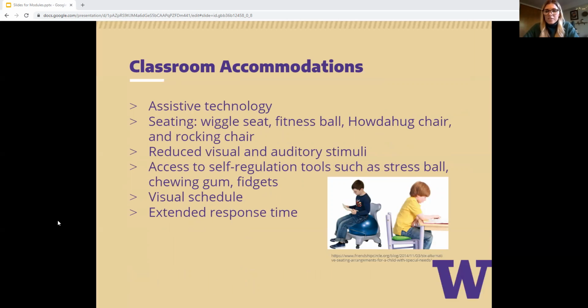Other compensatory strategies might be using assistive technology or seating, such as a wiggle seat, a fitness ball, or a rocking chair, reducing visual or auditory distractions with decluttering or headphones or other tools, allowing access to self-regulation tools such as a stress ball, gum, or fidgets, and using a visual schedule or providing extended response or assessment time.